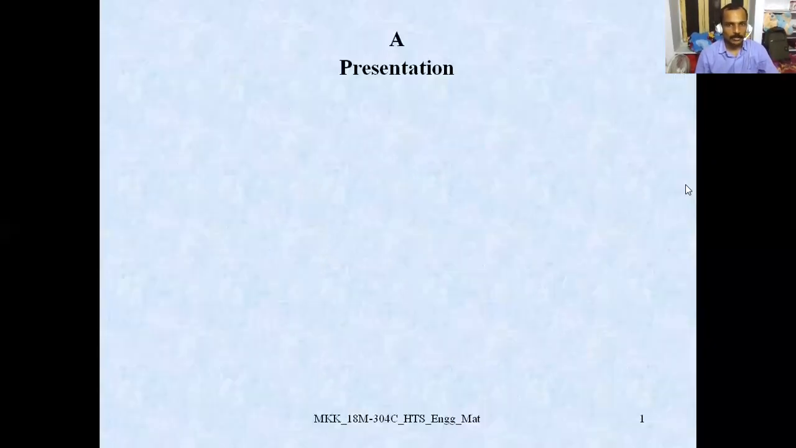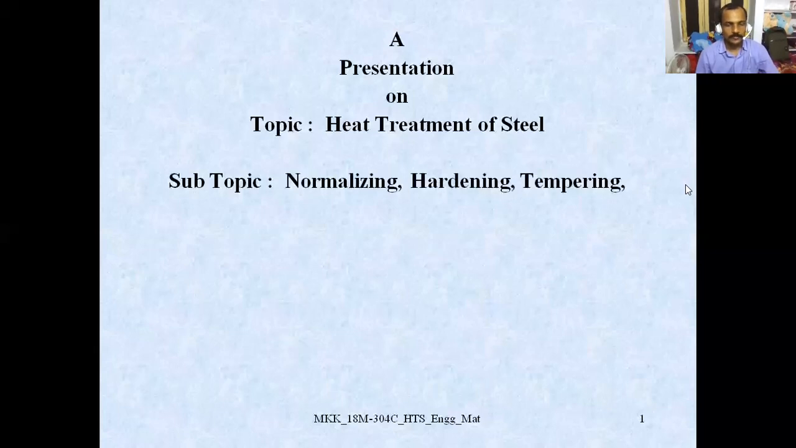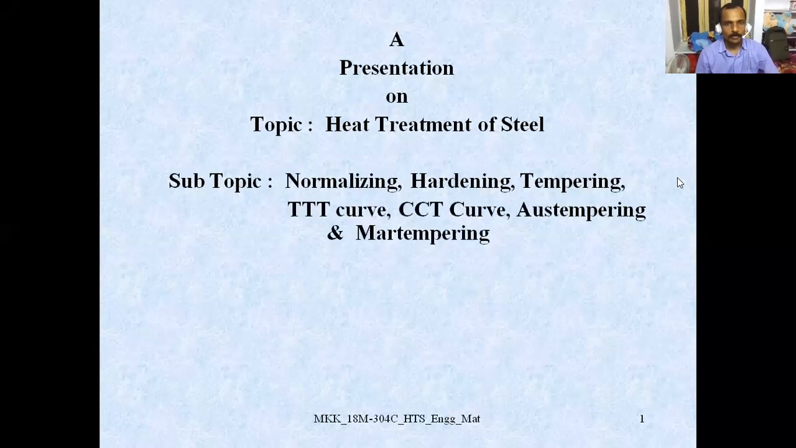A presentation on heat treatment of steel, in which the subtopics we are going to deal with are normalizing, hardening, tempering, the TTT curve along with the CCT curve, and austempering and martempering processes.